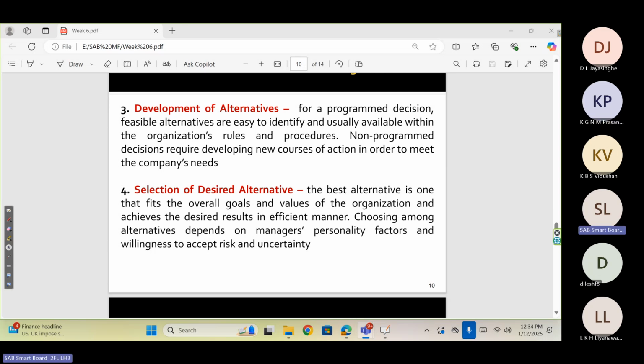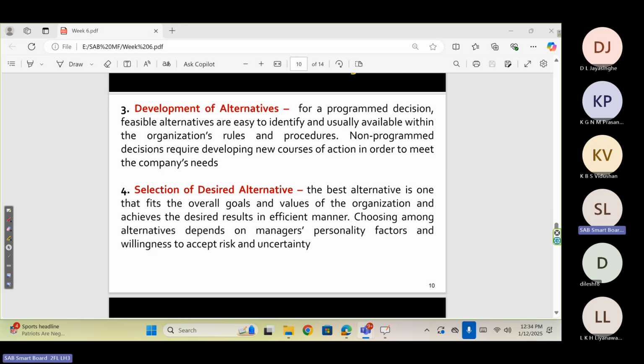To minimize the sales drops, what are the available solutions? Possible solutions to minimize the sales drops: change the price, change the quality, change the distribution channels, change the promotions, change the commissions of the sales force. Likewise, there are many.